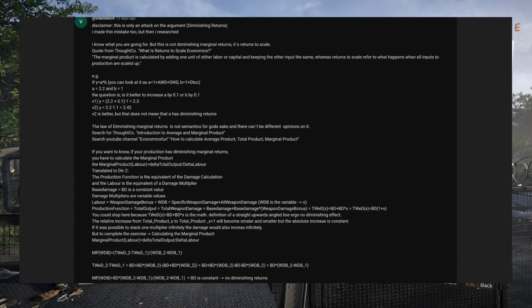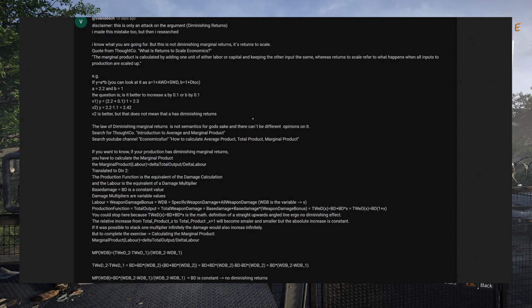V2 is better, but that does mean that it has diminishing returns, the law of diminishing marginal returns as well. The law of diminishing marginal returns. Economic laws, I would not consider laws. They do use the term, but they are quite different than mathematical or scientific laws. It's not semantics, for God's sakes. There can't be different opinions on it.